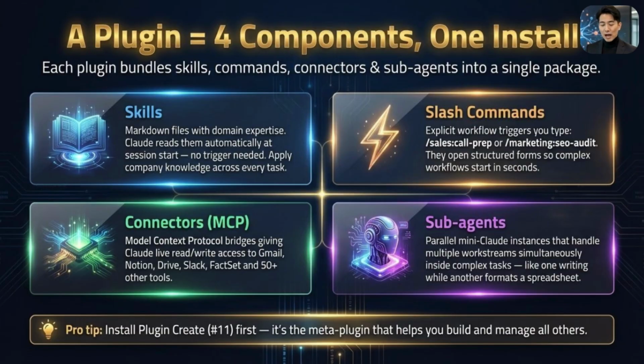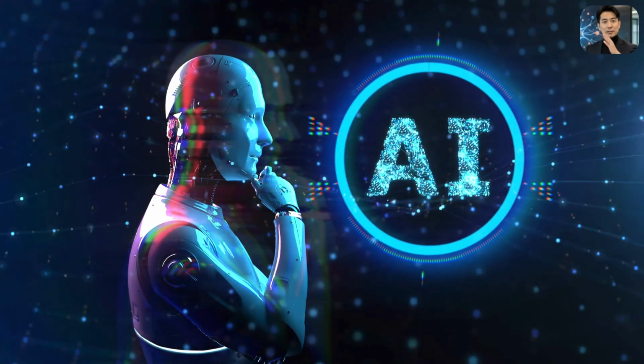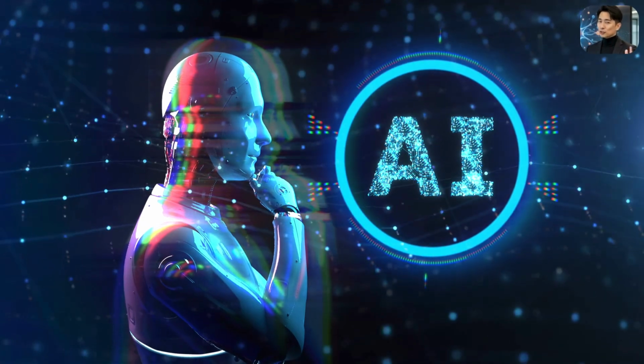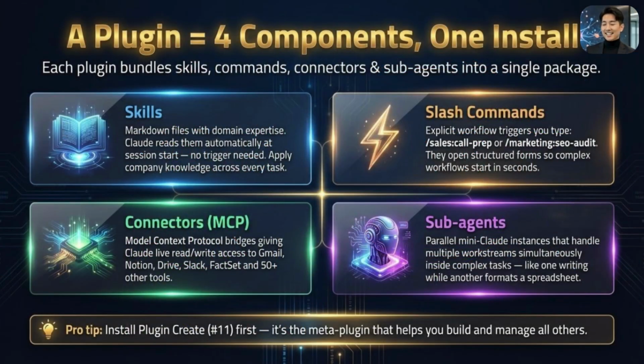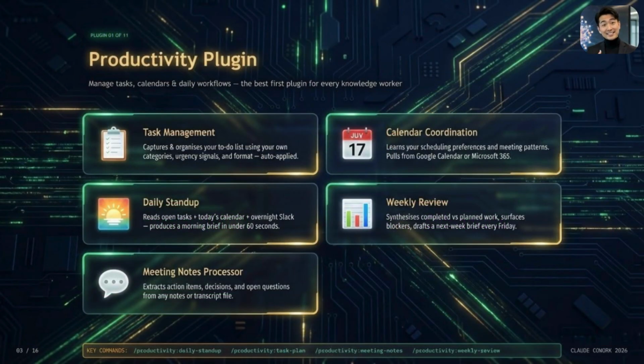And fourth, subagents, parallel mini Claude instances that handle multiple parts of a complex task simultaneously. One writes the report while another formats the spreadsheet at the same time. One install gives you all 4. That's the power of a plugin. Plugin number 1 is productivity, and I recommend this as the starting point for every single knowledge worker, regardless of your job function. It has 5 core skills.